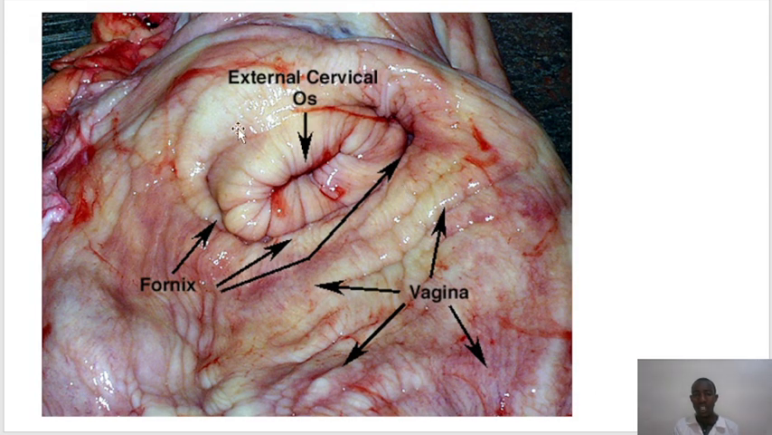This is how it looks, and this is the external cervical os. Then you have the fornix. This is how the whole of the vagina looks.